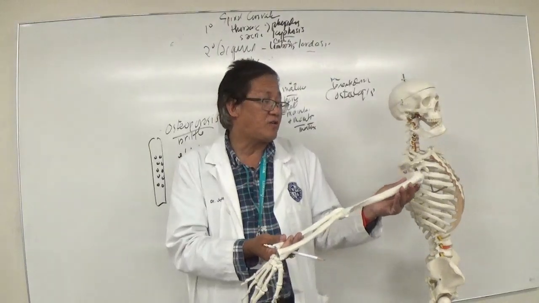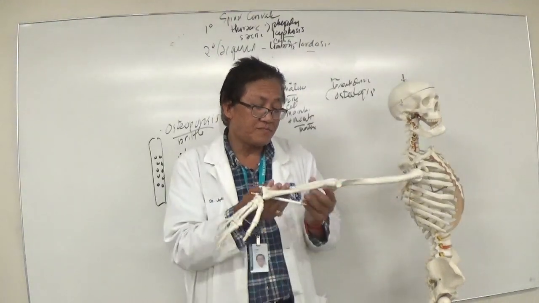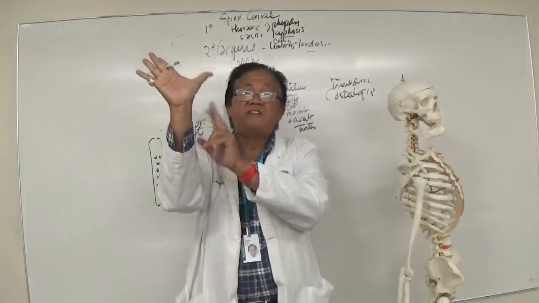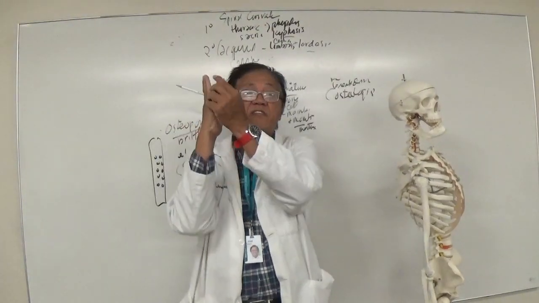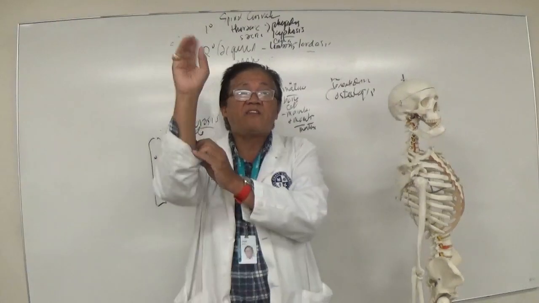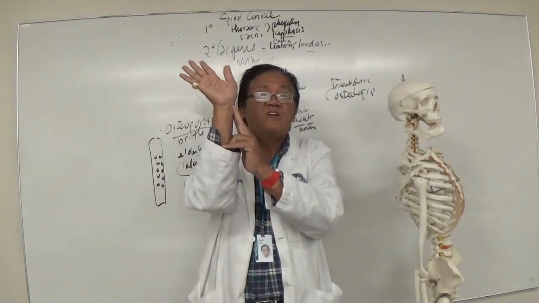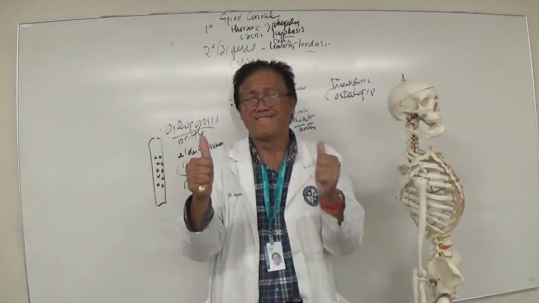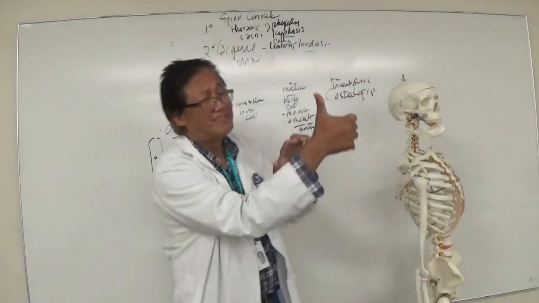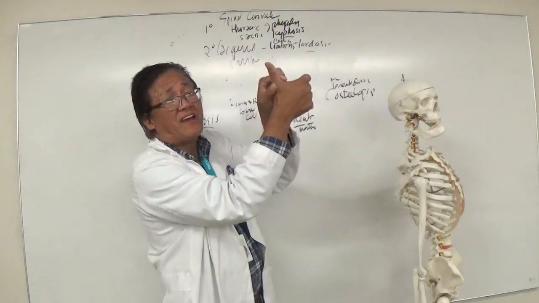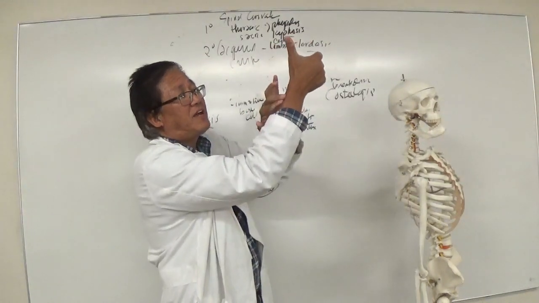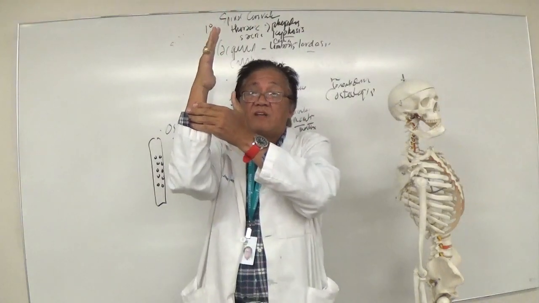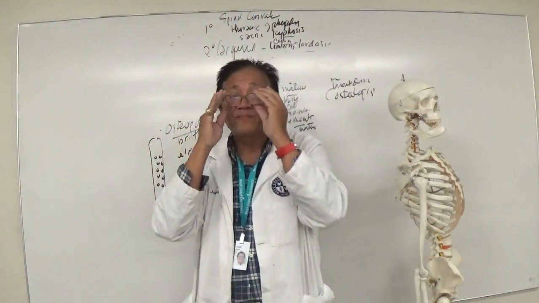appendicular skeleton also includes what? The upper limb: humerus, radius, ulna. That's why when you say radius, it's near the area of the thumb. Ulna, near the little finger. So when I say check for your radial pulse, which bone are you going to look for? Radius. The radius. I love anatomy. The radius is in the same area where your thumb is. Thumb, radius, radial pulse. What is the bone here? Ulna. What is a little finger, right?